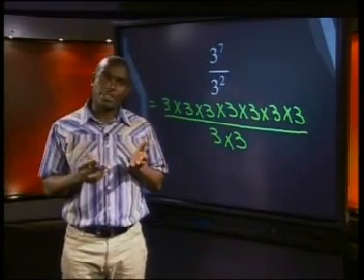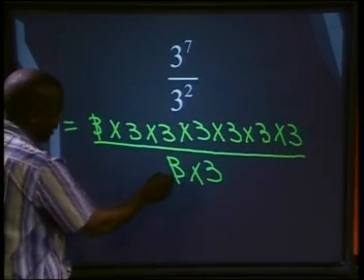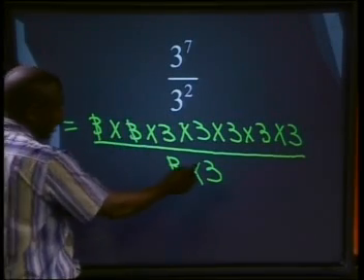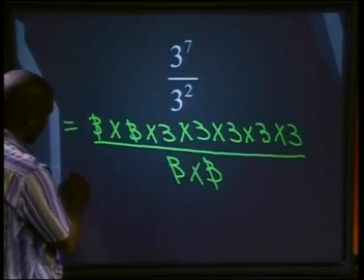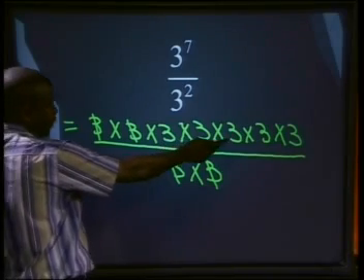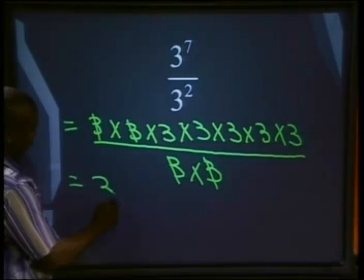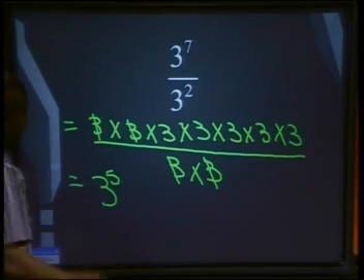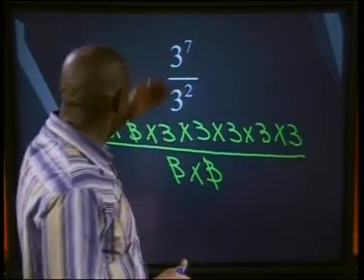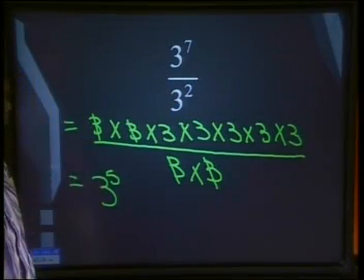We can cancel the factors like this. The 3 and the 3 cancel out. So what are we left with? We're left with 3, 3, 3, 3, and 3. So that means we're left with 3 to the power of 5. What did you notice here? Look at the exponents. We can subtract the exponents, which gives you 3 to the power of 5.